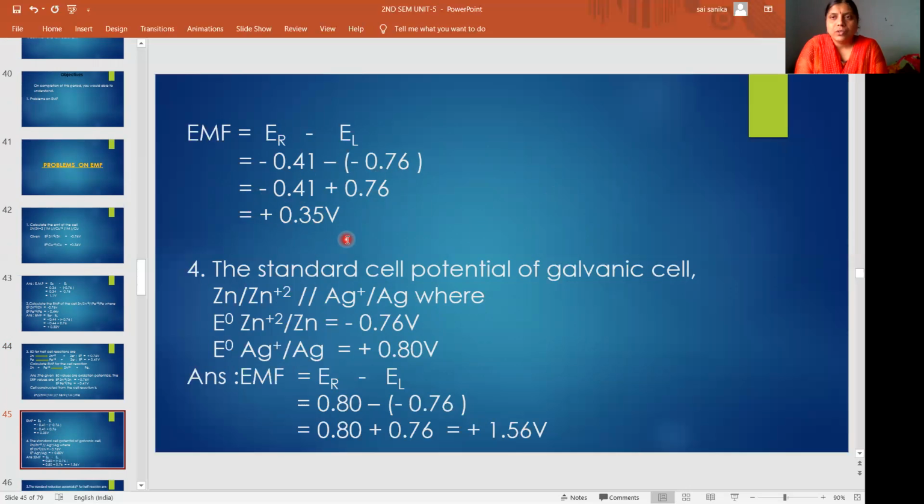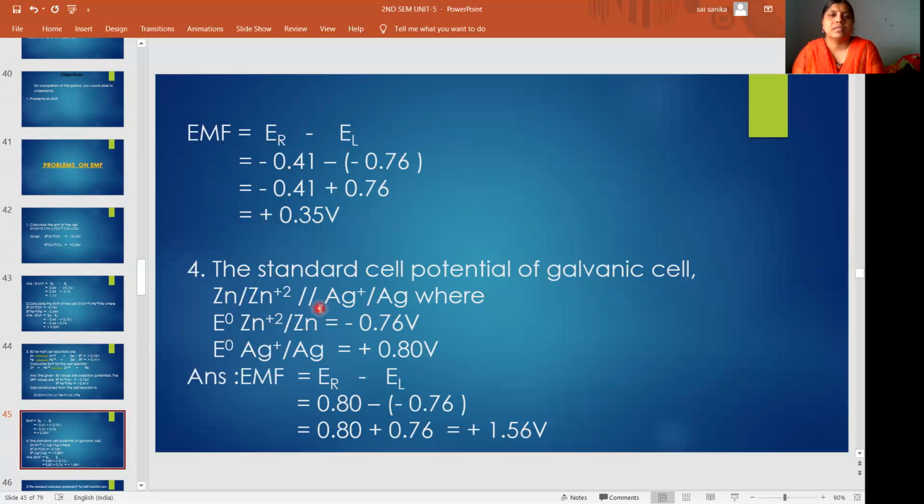So you have to identify whether they are oxidation potentials or reduction potentials. If they give oxidation potentials, you have to change the oxidation potentials into reduction potentials. How will you change? Just the sign. Values will be the same. So if plus is there, you have to change it to minus. If minus is there, it will be changed to plus, like that. Okay.